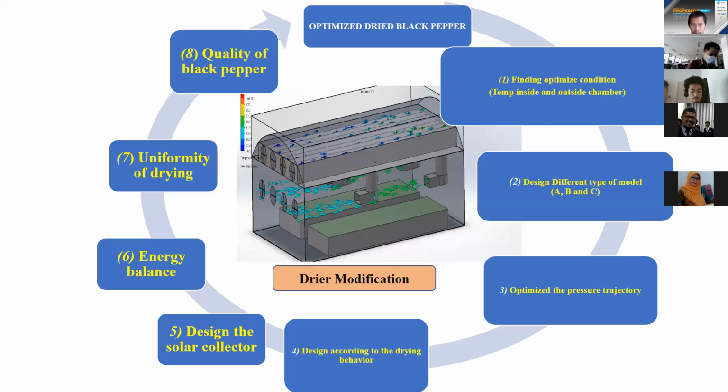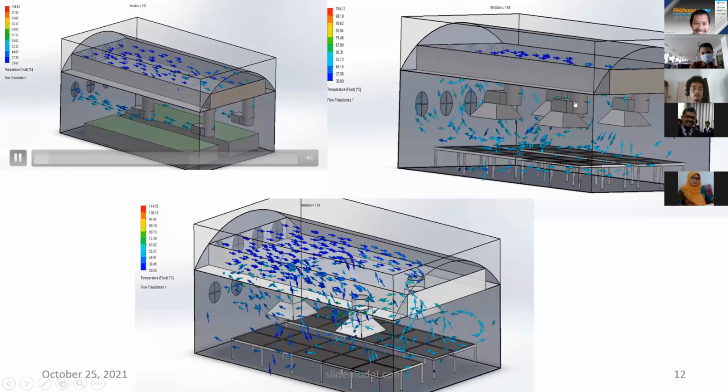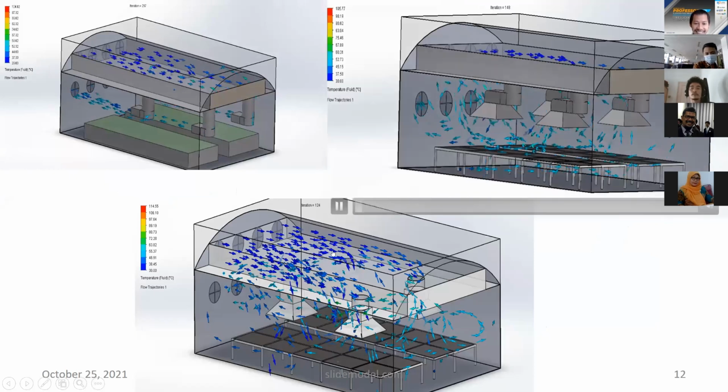And from that drying pattern, we can start to design the solid collector. And from there, finally, we can find the uniformity of drying. And also we need to find the energy balance, energy and exergy balance. And finally, we are doing quality. For this case example, I took black pepper, but after that, I will show many other projects. And this is some of the simulation using artificial intelligence.